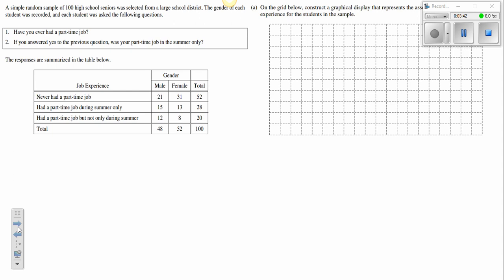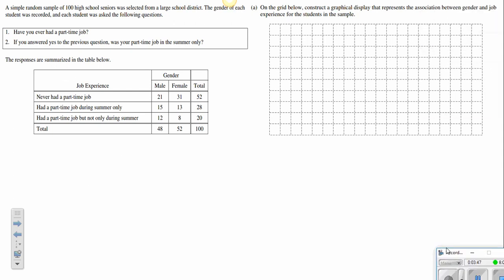For our example here, let me move this little recorder over to the bottom here. It is going to be talking about part-time jobs versus having a job during the summer only versus had a part-time job but not only during summer. We have a simple random sample of 100 high school seniors that was selected from a large school district. The gender for each student was recorded, and each student was asked the following questions. First question is, have you ever had a part-time job? And number two, if you answered yes to that question, was your part-time job in the summer only?